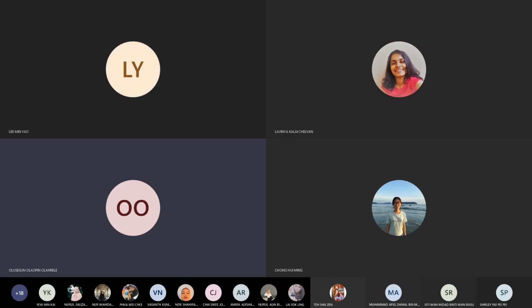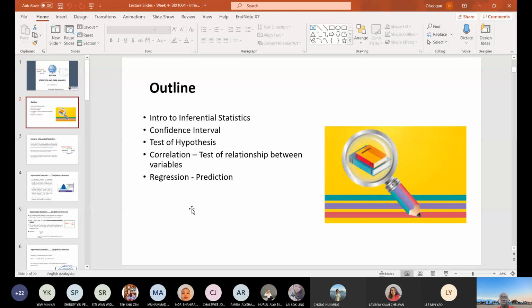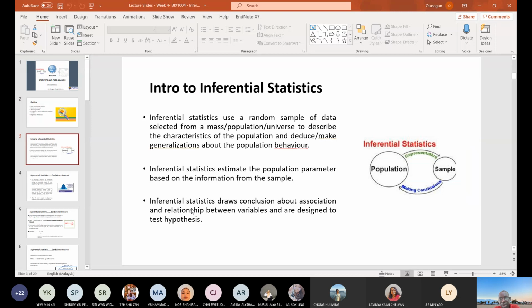So in our lesson, we have a brief outline. We have an introduction to inferential statistics. We have to know about confidence interval, meaning with what confidence the researcher of the report is speaking concerning the sample. Then hypothesis testing, correlation tests, and regression. So all these are covered under inferential statistics.